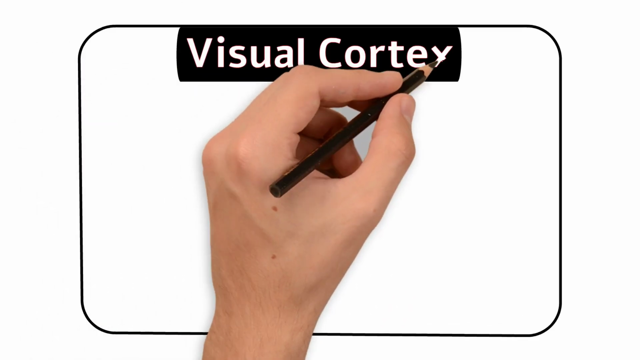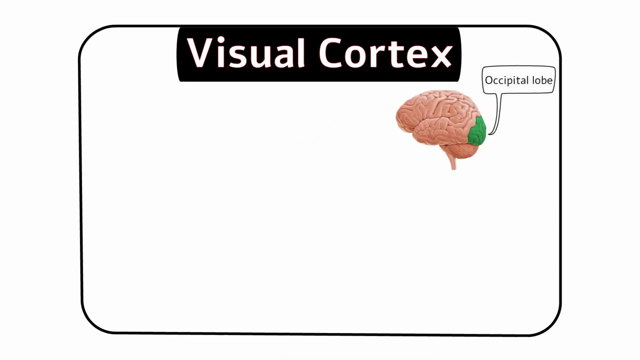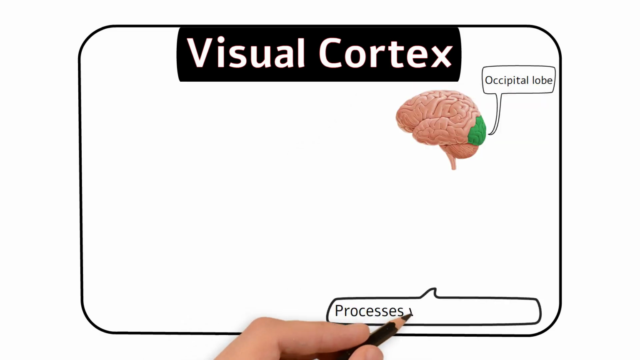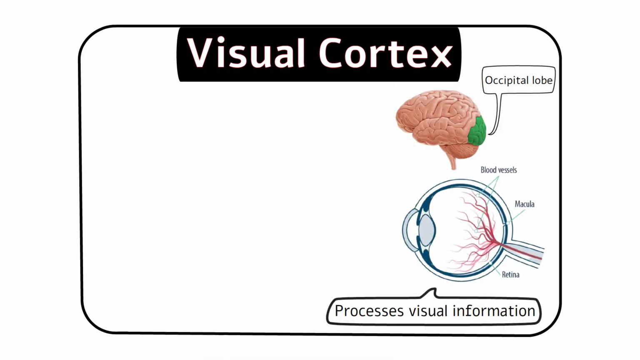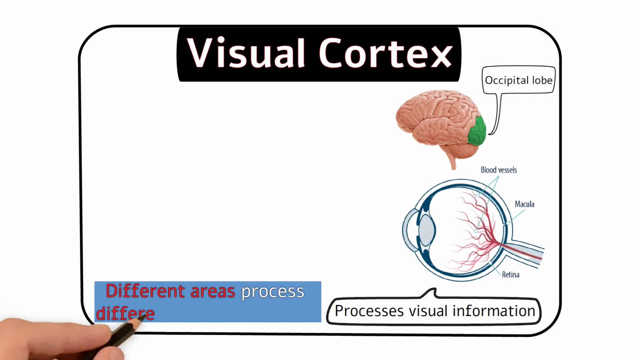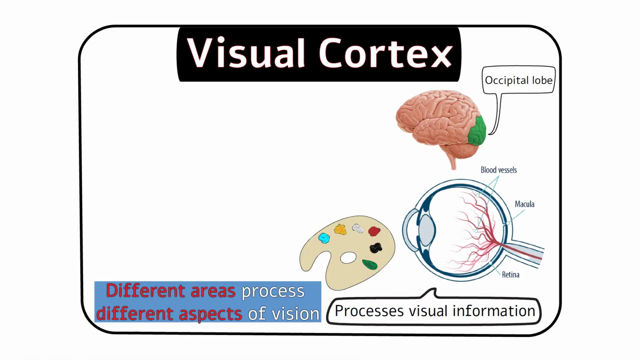Visual cortex, located in the occipital lobe. The primary visual cortex processes visual information from the retina. Different areas process different aspects of vision, such as color, motion, and form.